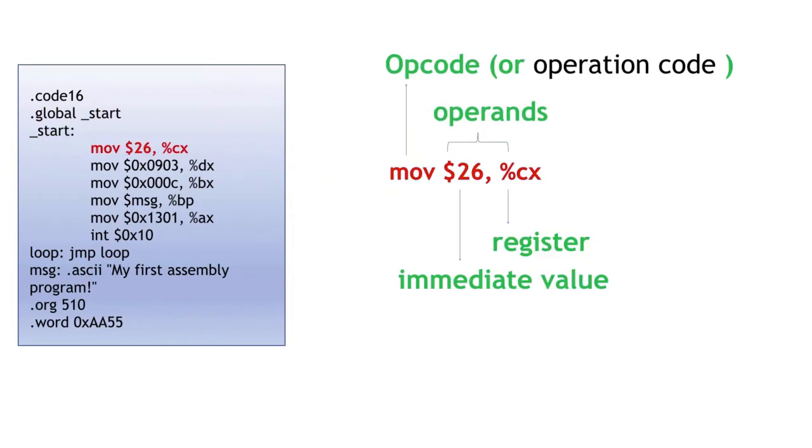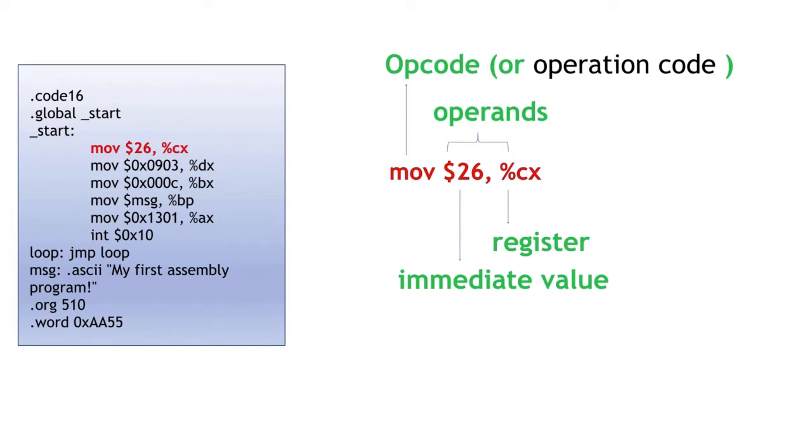In line 4, movw $26, %cx, where mov is the opcode. $26 and %cx are its two operands. An opcode, or operation code, can have 0, 1 or more operands. 26 with a prefix $ sign indicates an immediate number 26 in decimal.